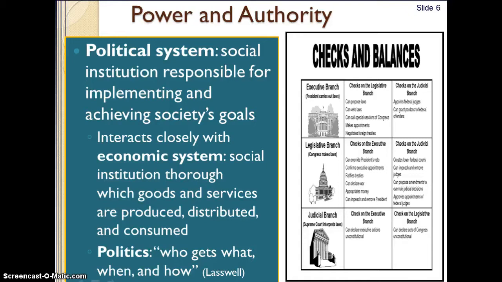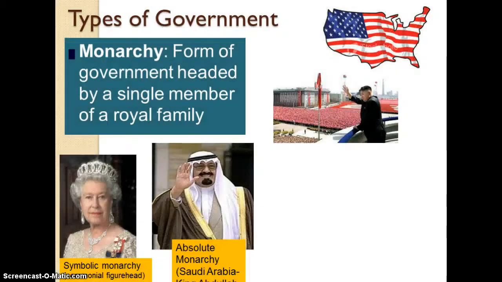Okay, so we've defined political system, and now we're going to break down the basic types of government. There are basically 5 types of government, and you'll see that there is a list for you in your notes where you can define each type of government. We're going to start with the monarchy, and a monarchy is a form of government headed by a single member of a royal family, so a king, a queen, or some other hereditary member.